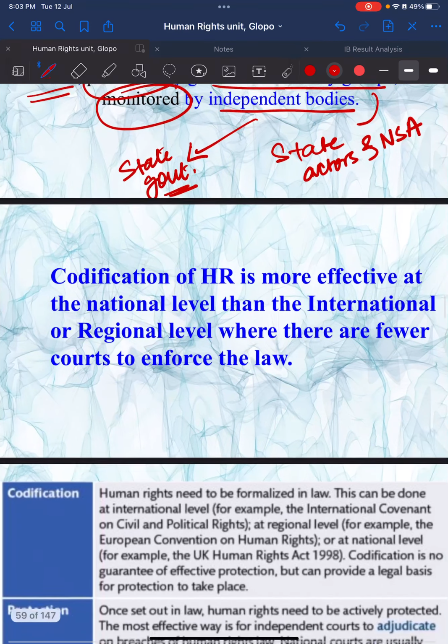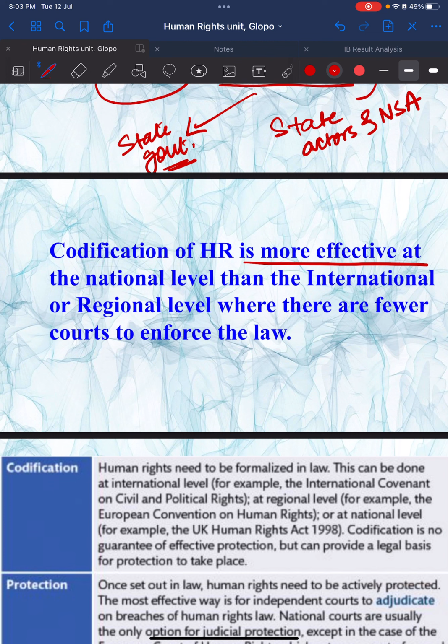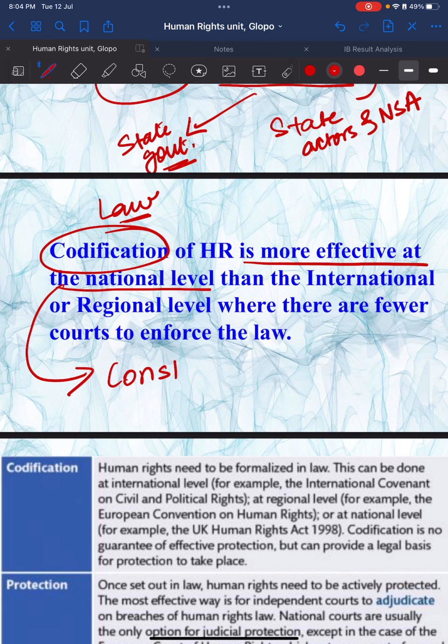Codification of human rights is more effective at the national level. What do you understand by codification? It's law, right? What would you consider at the national level? Your country's constitution. This is from where you are referring to your law also. This is from where you become aware which right you get, which duty you are supposed to perform, which right has been given to you by the country you are living in.